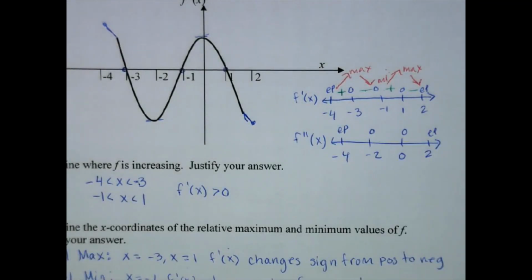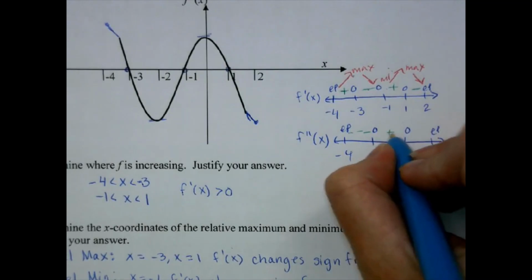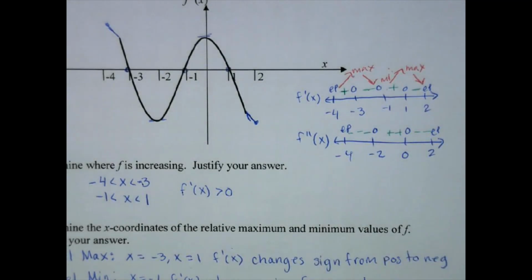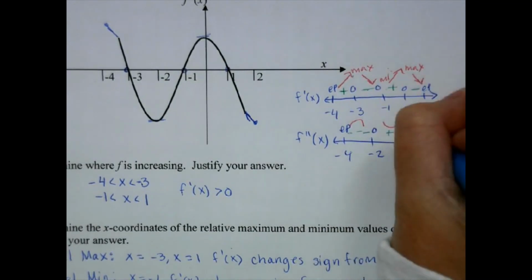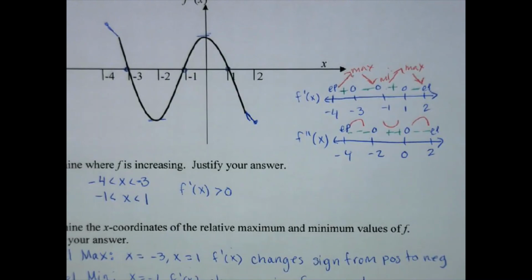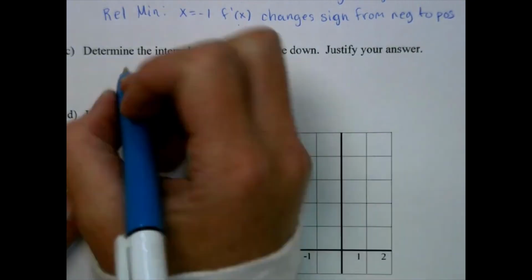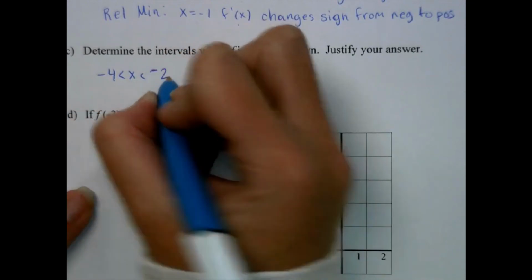So this is concavity. This graph is concave down, concave up, concave down. So for our intervals where our graph is concave down is from -4 to -2 and 0 to 2. And our justification is f double prime of x is less than 0.